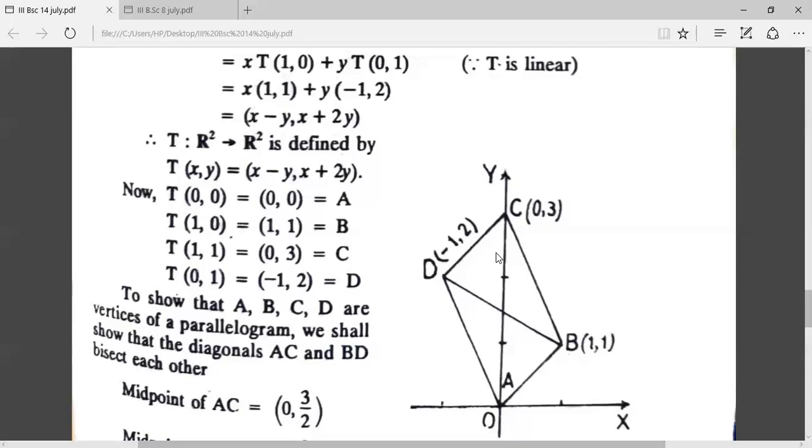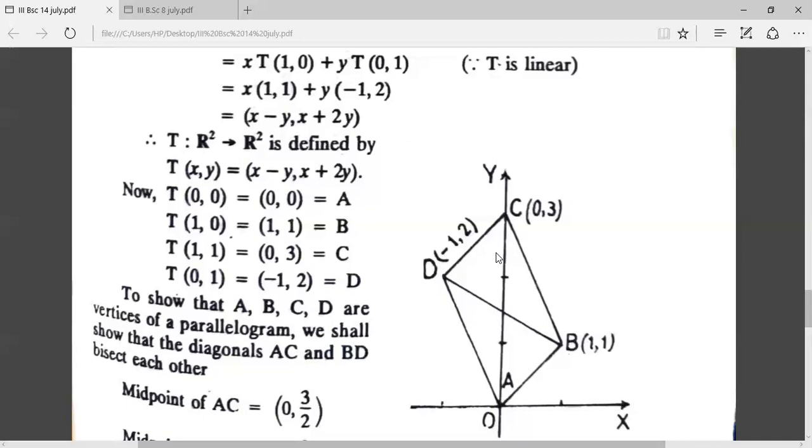The name itself suggests bisect. Bi means two, it divides into two parts. In other words, something that divides into two parts means that point is a midpoint. So I have to show that the midpoint of the diagonal AC and the midpoint of the diagonal BD are the same. If they are equal, then the diagonals bisect each other. That in turn will imply that the figure is a parallelogram.